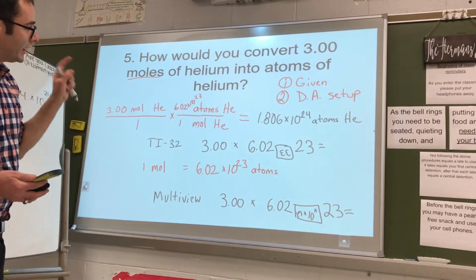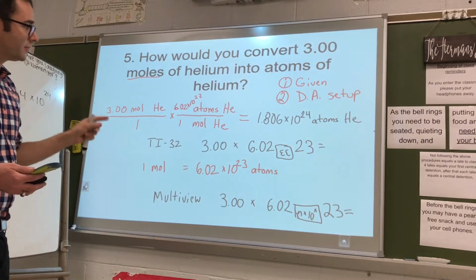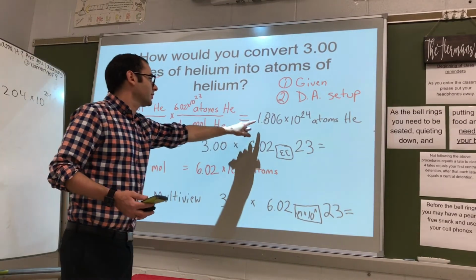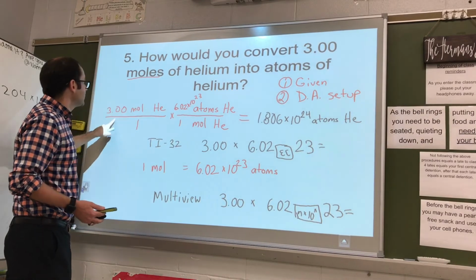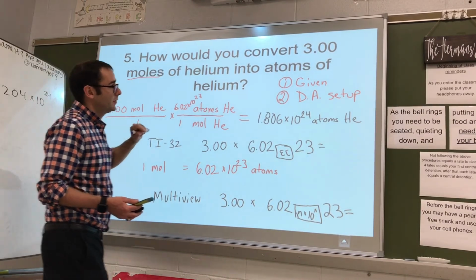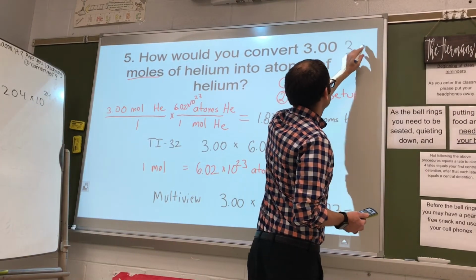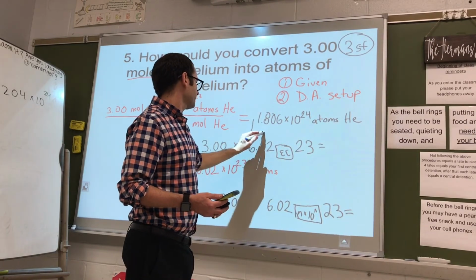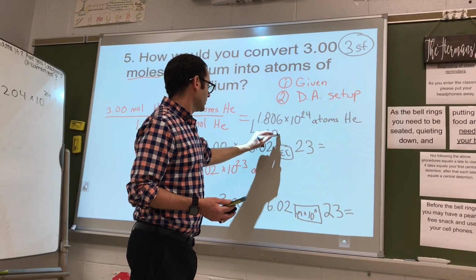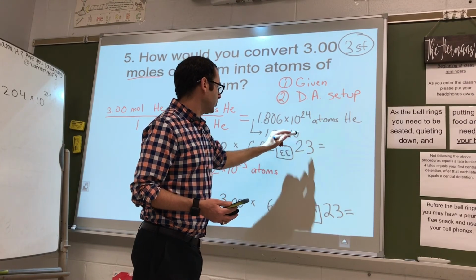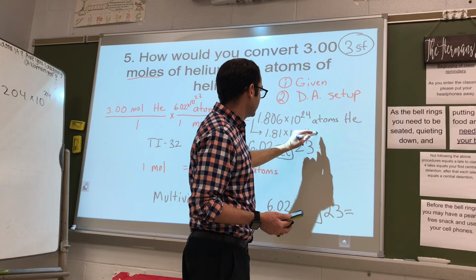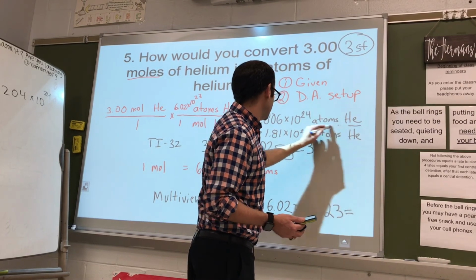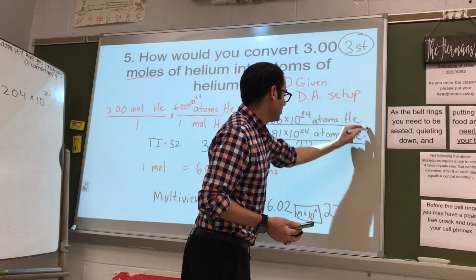We got 1.806 times 10 to the 24th atoms of helium. How many sig figs does this have? 4. How many sig figs did we get from the problem? 3, right? This has 3 sig figs. So we need to round this to what? Yeah, 1.81 times 10 to the 24th atoms of helium. And then that would be our final answer.